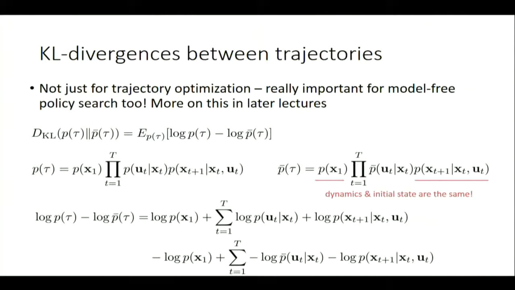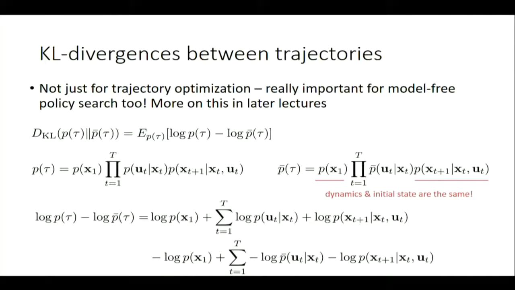And all I did here is, for the first line, I just substituted this thing and took the log of everything. So when you take the log of a product, it's the sum of logs. That means you have log P of x1 plus the sum over the time steps of log P of u given x and log P of x_{t+1} given x_t, u_t. And on the bottom is the same thing, but for P bar tau.